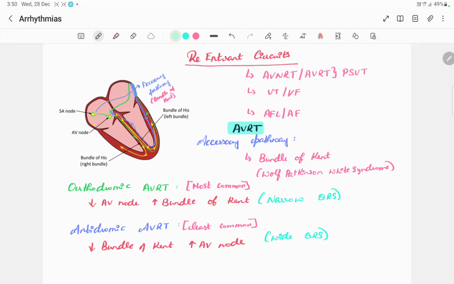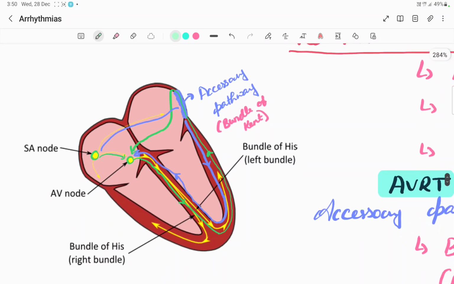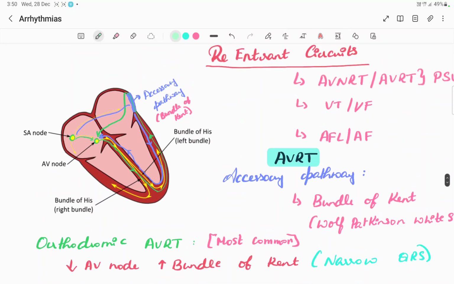First we'll see about atrioventricular re-entrant tachycardia. Here there is an accessory pathway, which is also known as the bundle of Kent. This accessory pathway is commonly present in Wolff-Parkinson-White syndrome. So there are two different types of AVRT. One is orthodromic, the other one is antidromic. First we'll see about orthodromic.